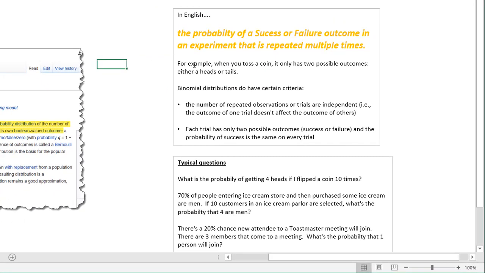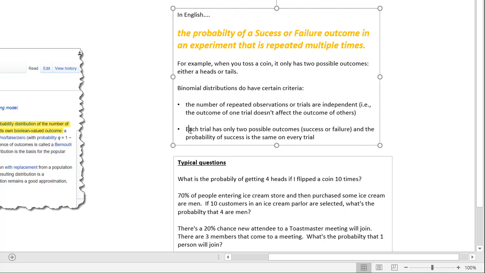So what's an example? Well, when you toss a coin, it only has two possible outcomes, either a heads or a tails, most coins. Now, there are certain criteria that a binomial distribution has. The number of repeated observations or trials are independent. That means that the outcome of one trial doesn't affect the outcome of others. When you toss a coin, if you get heads on the first one, it's not going to affect the outcome of whether you get heads or tails on the second time you toss it, the second trial or observation.